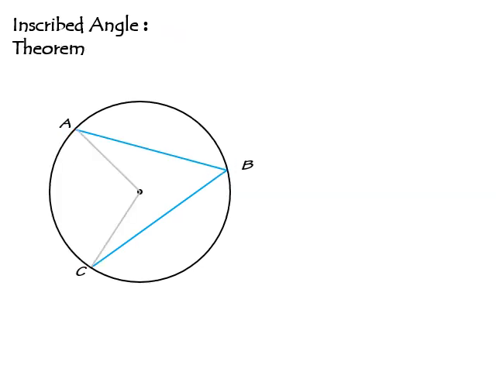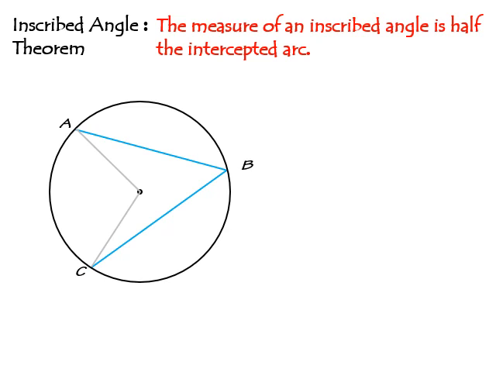Now, let's learn about the inscribed angle theorem. The inscribed angle theorem says the measure of the inscribed angle is half the intercepted arc. So, let's take a look at this. This angle here is the measure of the arc. Well, this angle here, angle ABC or angle B, is going to be half this angle. So we can say ABC is half arc AC.